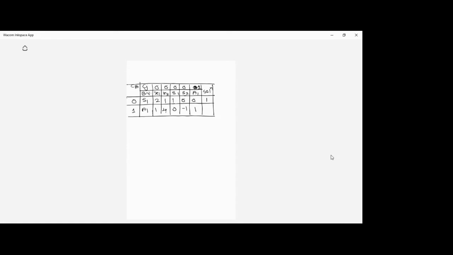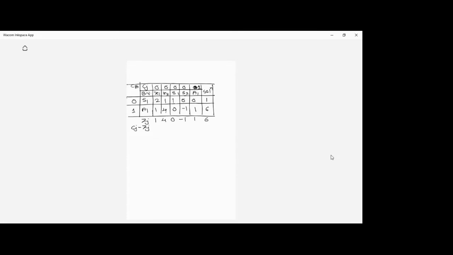And this thing is 6. Now what we have to find out? We have to find out Zj, and we have to find out Cj minus Zj. So here Zj will be 1, 4, 0, minus 1, 1, and here it will be 6, right? Because the coefficient of S1 is 0.